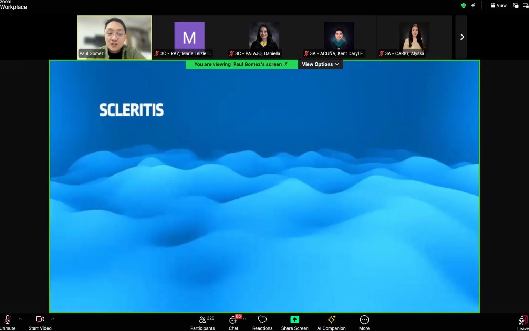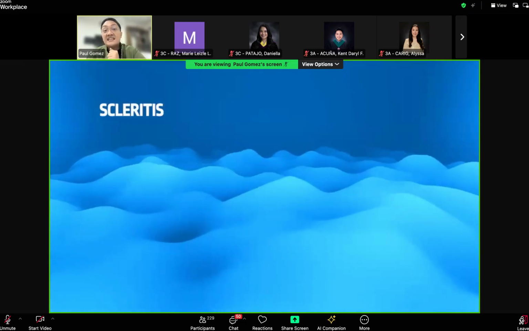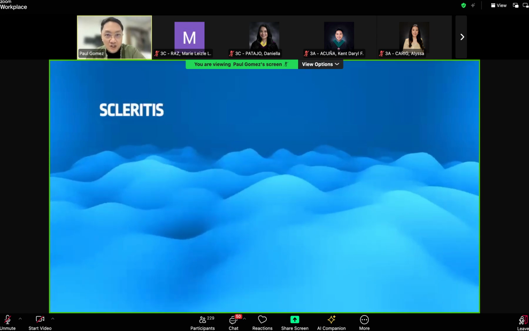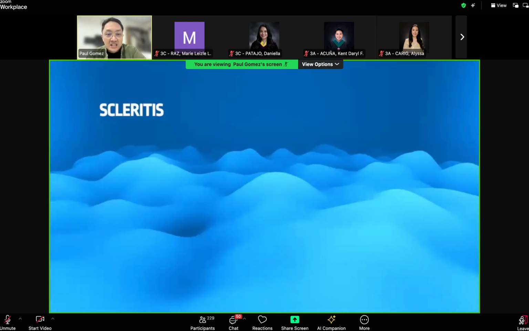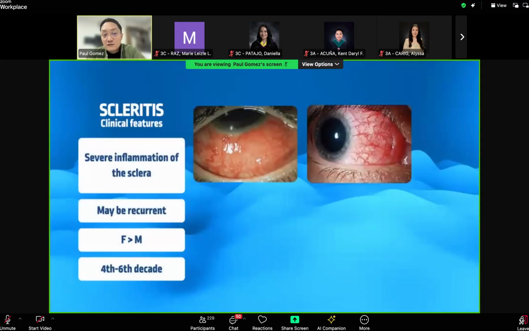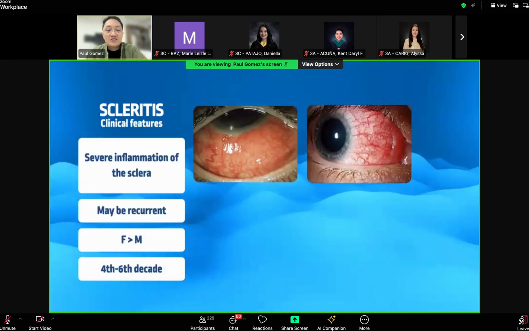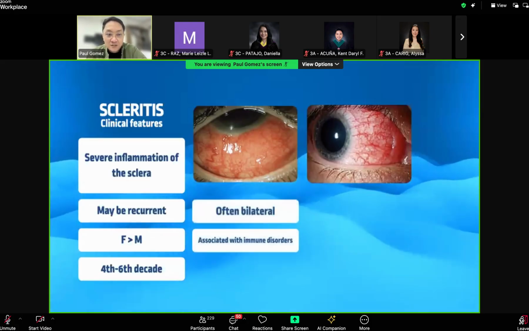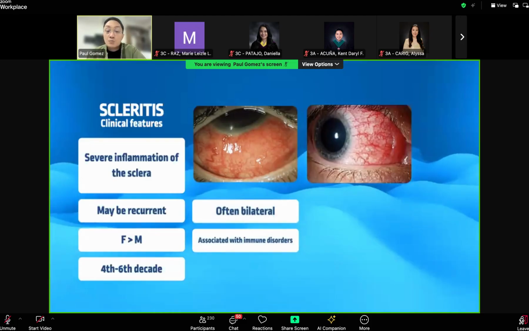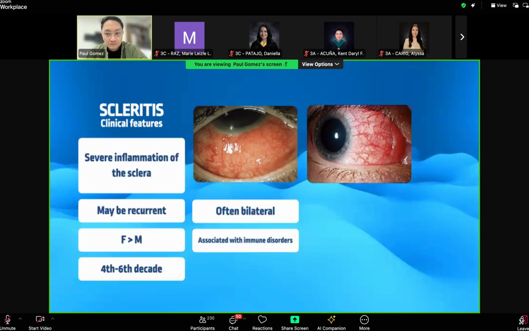So if episcleritis earlier is a benign disease, then it is scleritis that a doctor and a patient must be wary of. Scleritis is the severe inflammation of the sclera. It may be recurrent. There's female preponderance, and it usually happens when the patient is in the fourth to sixth decade of life. It is often bilateral. It is associated with immune disorders such as rheumatoid arthritis, SLE, spondyloarthropathies, and possibly giant cell arteritis.